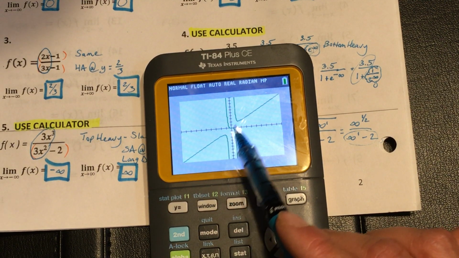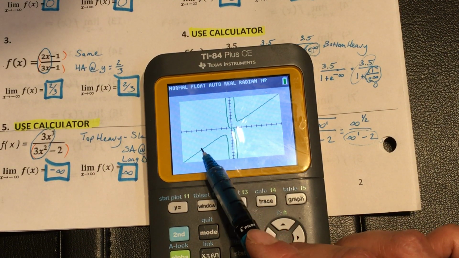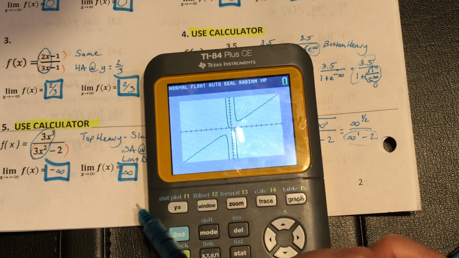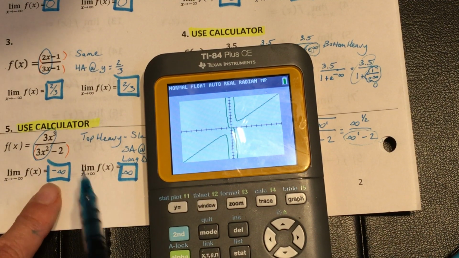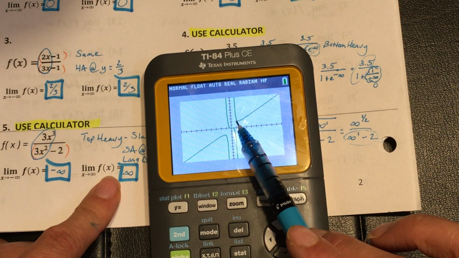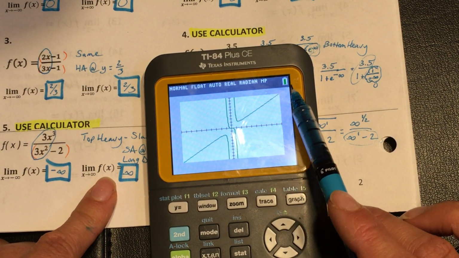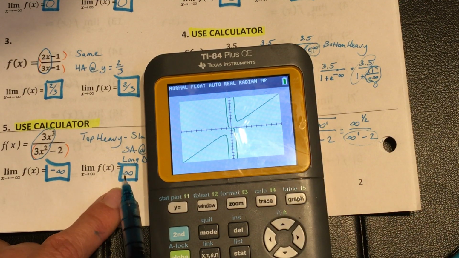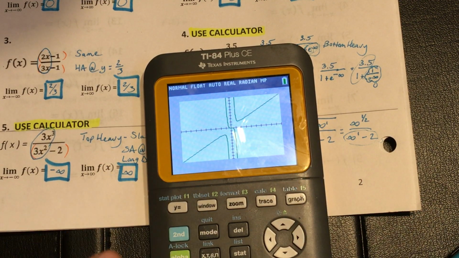So since my function is going to be following that slant asymptote down, down, down as we go towards negative infinity, this end behavior would be negative infinity. Then my function is going to follow my slant asymptote going up towards positive infinity. So that's why this end behavior is infinity.